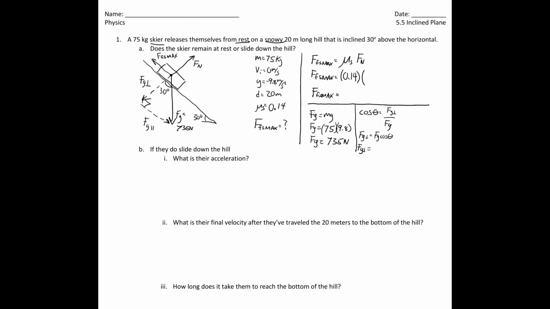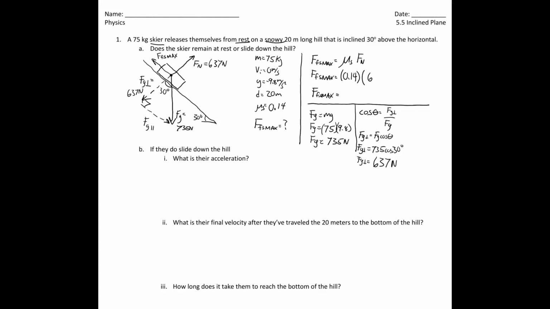So it's going to be 735 cosine 30. And the perpendicular component is equal to around 637 newtons. So that is Fg perpendicular, which is equal to the normal force. They're balancing each other out. The skier isn't going through the hill. The skier isn't being thrown off of the hill. The forces are balanced in the perpendicular direction. So the normal force is 637 newtons.